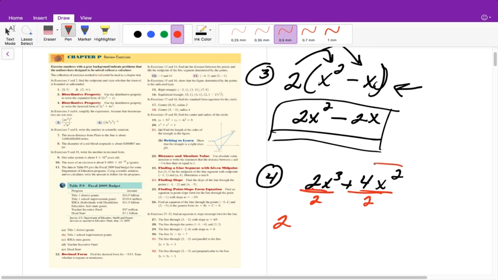And if we also notice, they each have an x. However, this one has an x squared and this one has an x cubed. So when they have the same variable, you take the one with the smallest power. So that means our GCF is 2x squared.